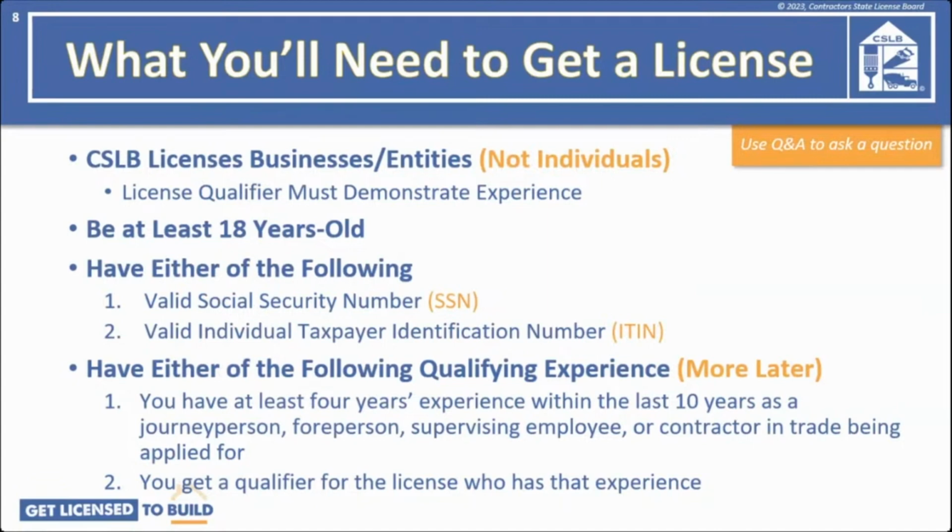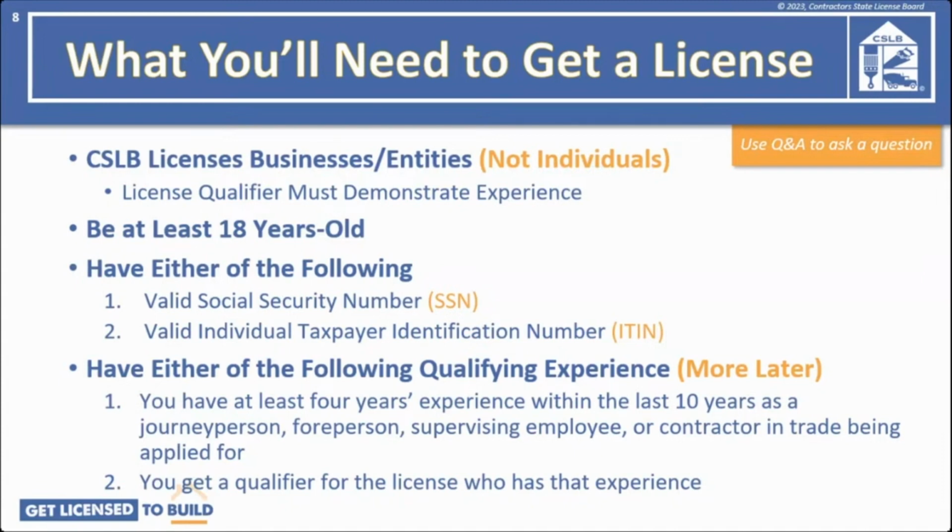So, what do you need to get your license? First, it is important to understand that CSLB does not license individuals. We license companies or businesses, also called entities. Many entities are one-person operations, but know that every entity, even a one-person operation, must have a qualifier. That's someone who has a minimum experience and is responsible for the operations of the company. Here's a short list of minimum qualifications you will need.